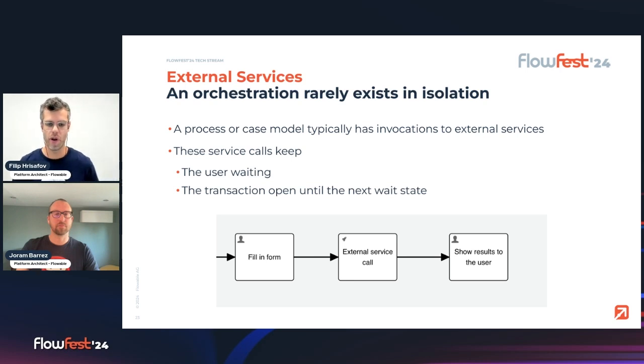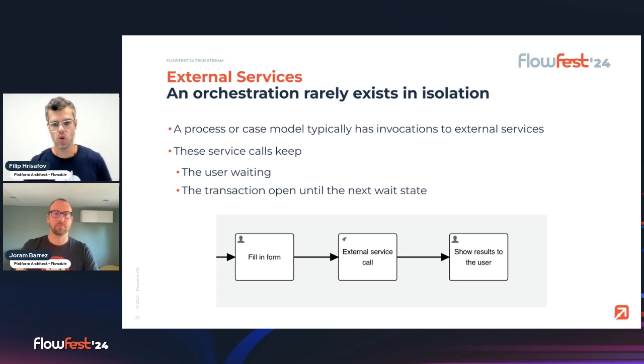An orchestration rarely exists in isolation, right? A user fills in a form, you need to do something with the data, let's say call a third-party REST service and process this. While this service call is happening, the user is basically waiting on the response, and the transaction is open until the next wait state. So if we take the example here below, we have a user filling in a form. Once the form is completed, we go to the external service call. Because everything is happening in one transaction synchronously, the user will be waiting on the response of the service call until we reach the next wait state, which is the next user task. This can take 200 milliseconds, or maybe even 1 second.